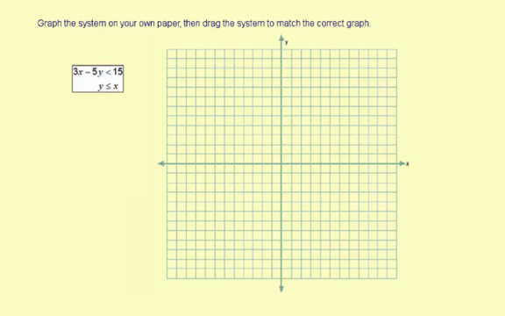Graph the system on your own paper, then drag the system to match the correct graph. So what we're going to have to do is graph both of these inequalities on the same graphing grid and find the solution, which is the common area.